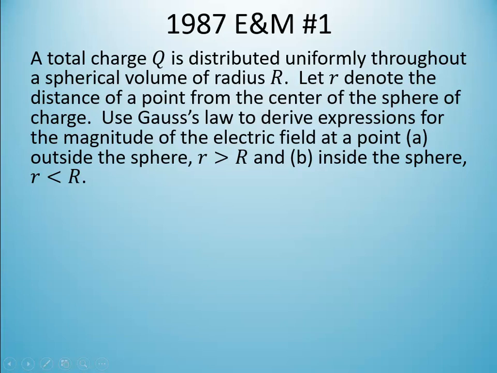In this video, we're going to go over the solution to problem number 1 from the 1987 AP Physics C E&M exam. So it starts off with a typical Gauss's law problem. In this case, we have a charge uniformly distributed throughout a spherical volume, so basically a uniform density sphere of charge. And we want to use Gauss's law to derive expressions for the magnitude of the electric field at points inside and outside of the sphere.